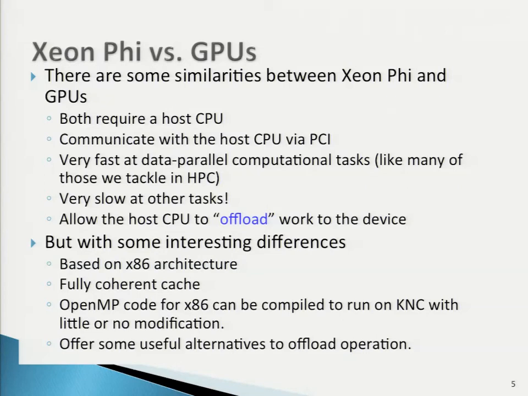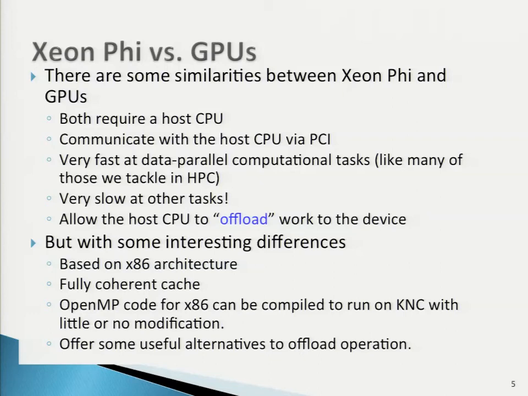And they also have a mode where you can allow the host CPU to offload work to the device. So your application might have some serial parts which are not well suited to running on a GPU or on one of these Xeon Phis. The host can perform those tasks, and then just pass the computationally intense parts that are well suited to execution on the device to the device, and it will run them. But there are some interesting differences.